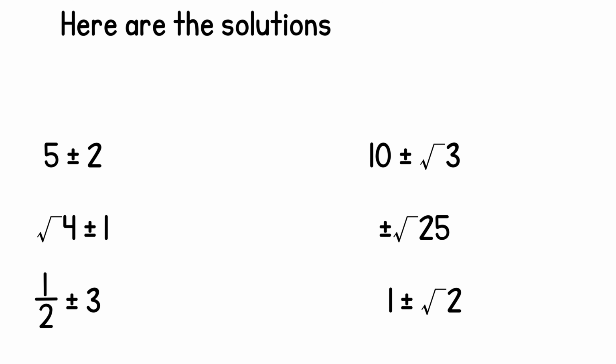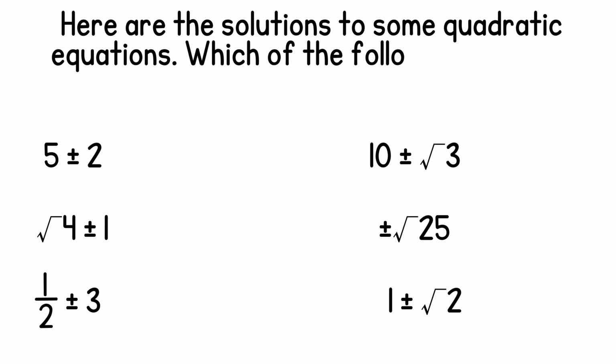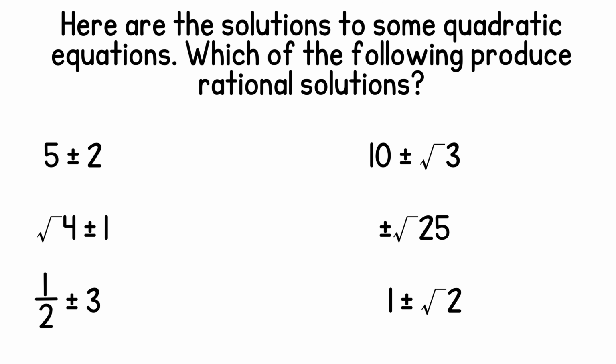Now we have the solutions to some quadratic equations. Which of the following produce rational solutions? Let's start by looking at 5 plus or minus 2. Since both numbers are rational, the answer is going to be rational as well.